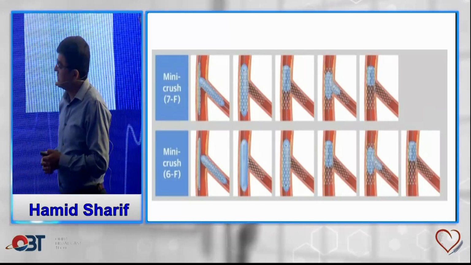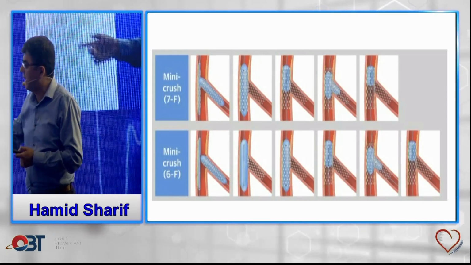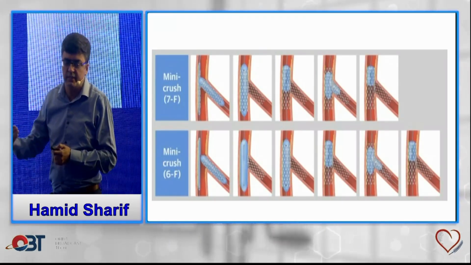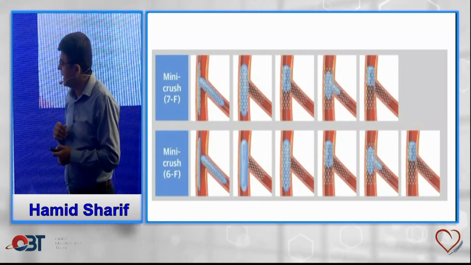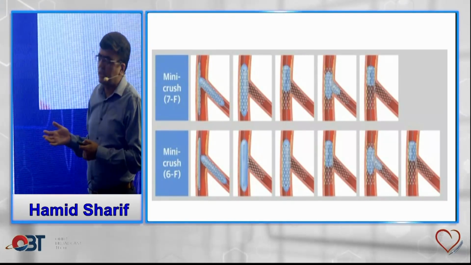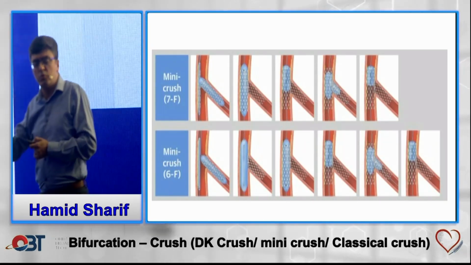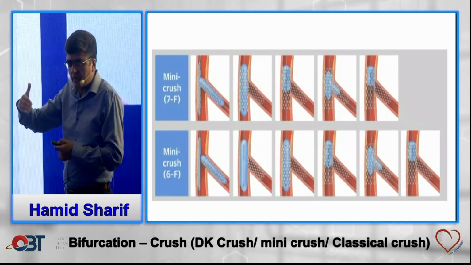So we can also do a crush with a 6 French, but the main thing is that in that case, just like a DK crush, we'll have to take a balloon to crush rather than the stent. And after crushing with this balloon, we'll have to take the stent and then recross and do the kiss. But the classical crush that was initially explained about 2 decades back was with a 7 French guide, and we used to use a stent to crush.